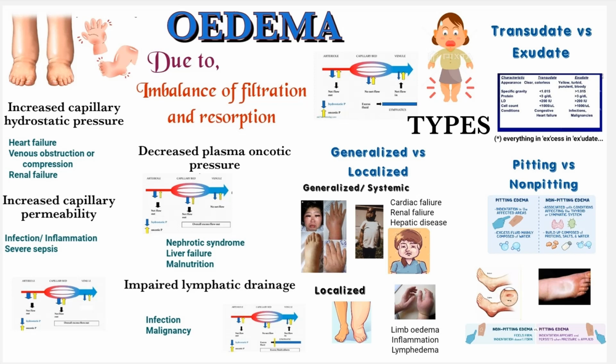Types of edema. Edema can be classified as general edema and local edema. General edema is due to cardiac failure, renal failure, or hepatic disease. Localized edema is lymphedema, inflammation, or lymphatic edema.